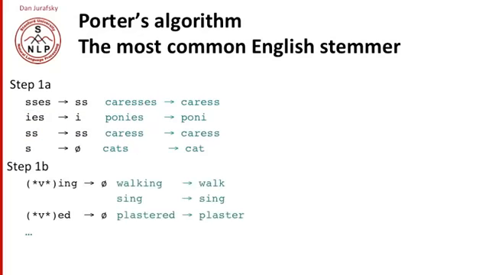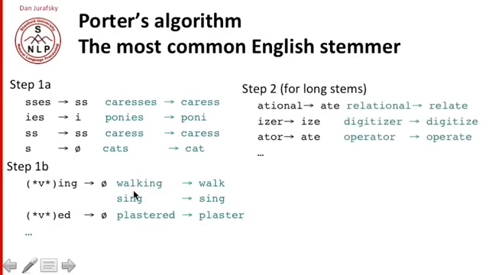Similarly, in step 1b, we remove all of the ings and the eds. So we want to cross off the ing of walk and the ed of plastered. But we specify the rule very carefully: in the Porter stemmer, only words with a vowel get their ings removed. A word like sing, which has only one vowel, the vowel in ing, stays as sing. But walking, which has a vowel before the ing, is allowed to delete the suffix. So if a word has a vowel followed by ing, the ing is deleted.